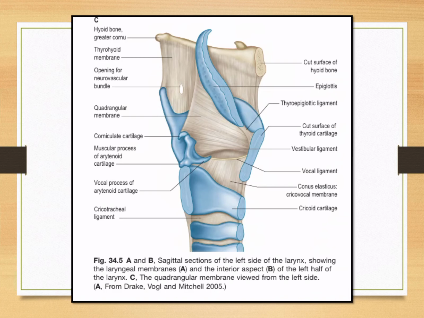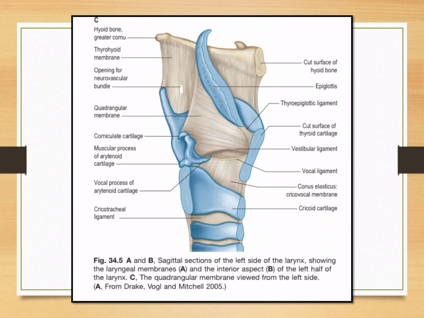Okay, so you can see the inner aspect of the thyroid cartilage. You can see the entire arytenoid. What you're actually looking at is its medial surface, and you can see it perched on the cricoid cartilage, forming what is known as the cricoarytenoid joint, which we shall discuss in detail.